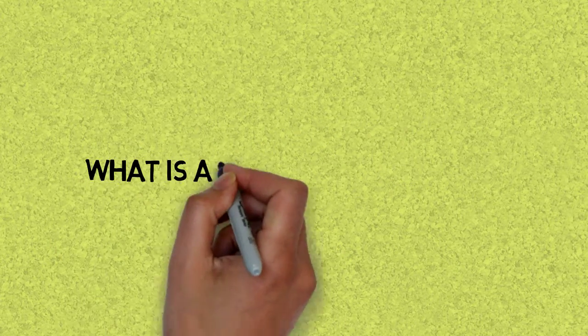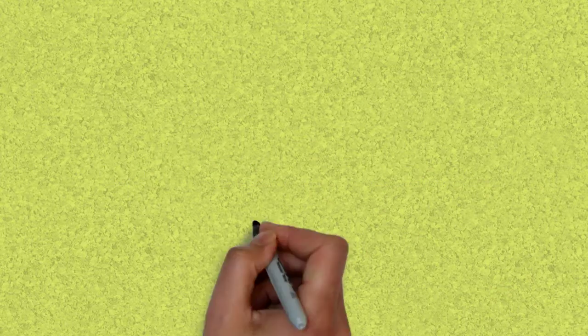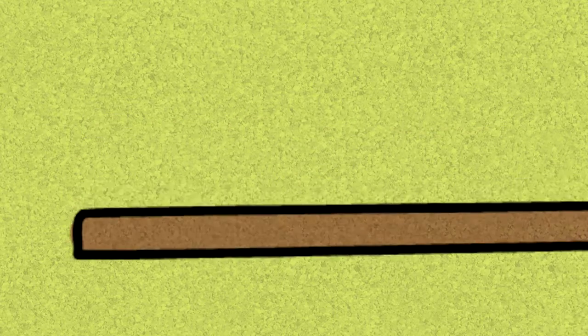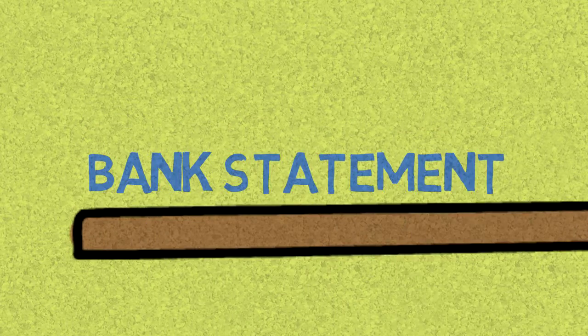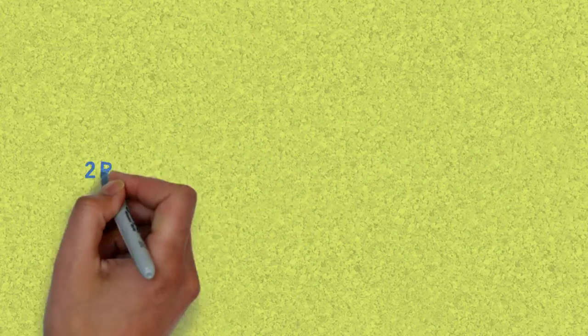So what is a bank reconciliation? A bank reconciliation is a process of reconciling differences in the bank statement and the company statement. The goal is that both statements match, but this is hardly the case. So we must explain what the differences are.